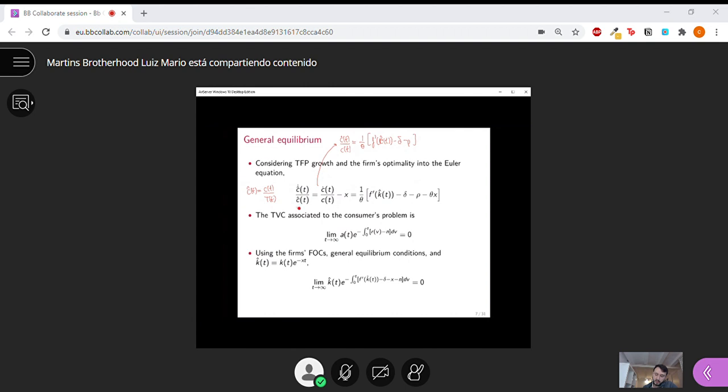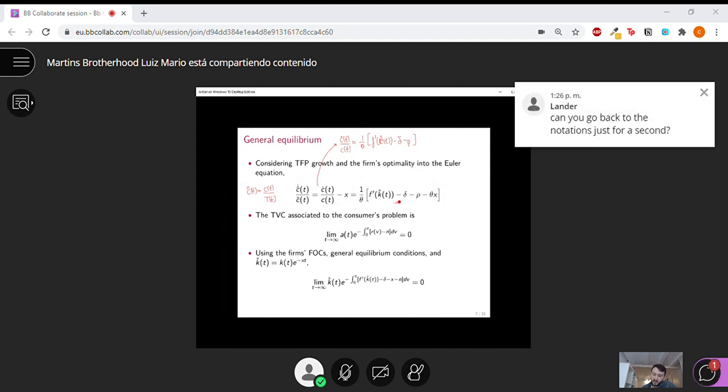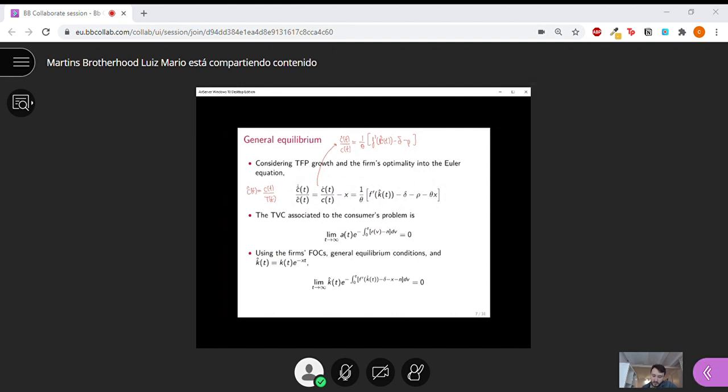So this is the Euler equation, already including the general equilibrium idea and the optimal choices of the firm. Because we have the fact that f prime k minus delta is r, the interest rate, from the optimality conditions of the firm. And we add this theta x here because we are now having the relative change of c hat.